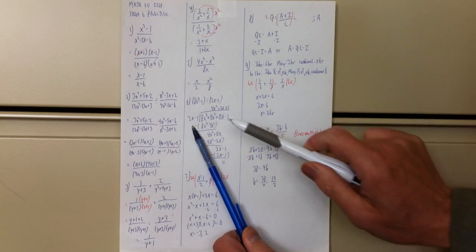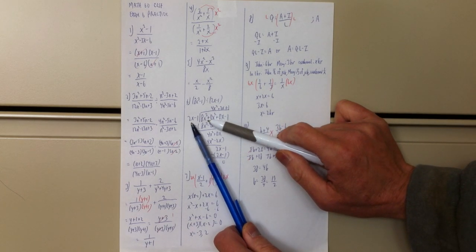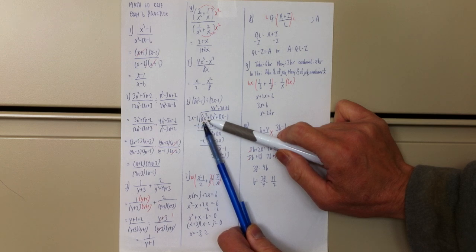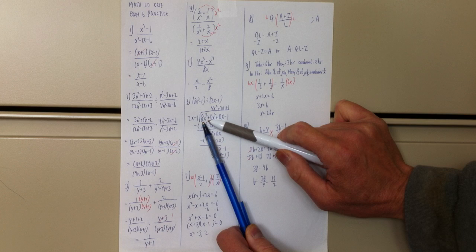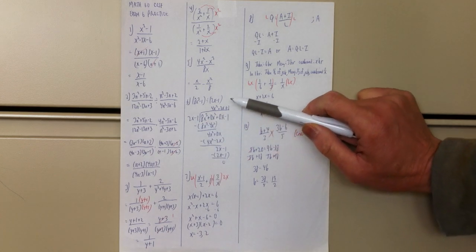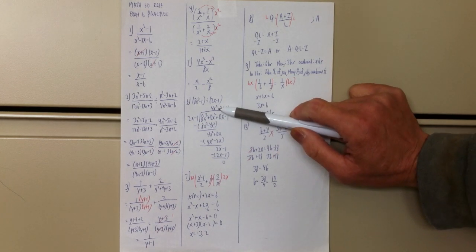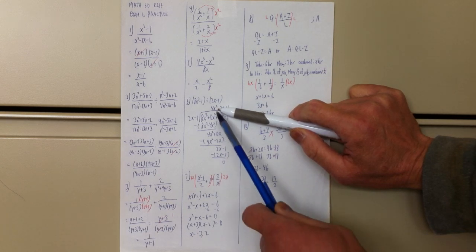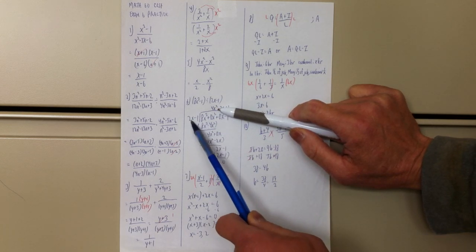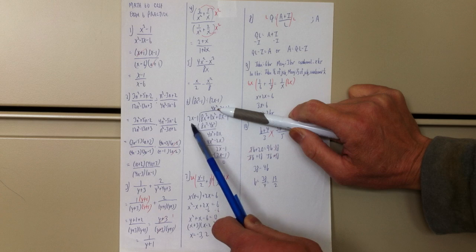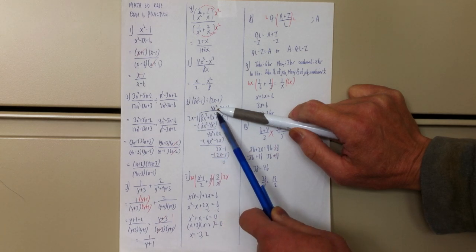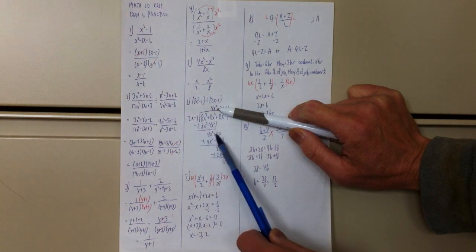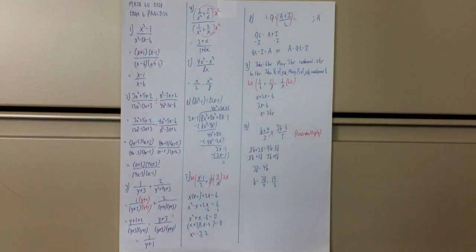Now we look at this, and we ask how many times does 2x go into 8x cubed? Or what do I multiply 2x by to get 8x cubed? The answer is 4x squared. So 4x squared goes here in the x squared column. Now you take that 4x squared and multiply it by this whole 2x minus 1. 4x squared times 2x is 8x cubed. 4x squared times a negative 1 is negative 4x squared.